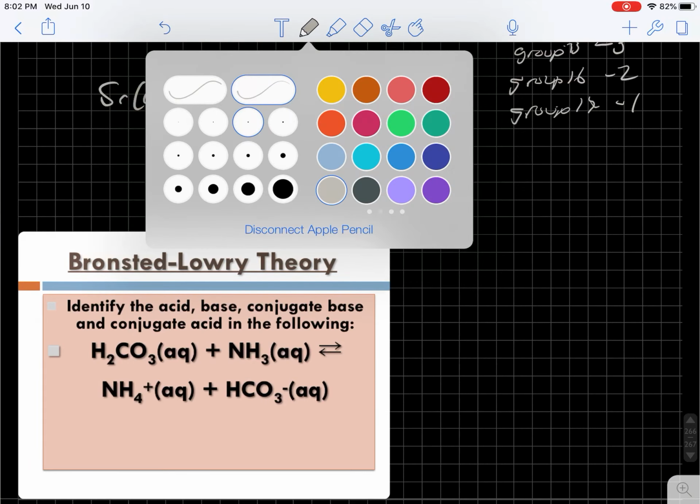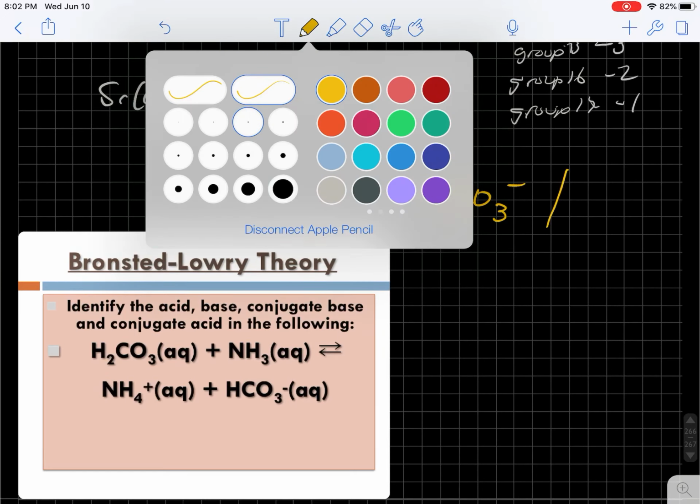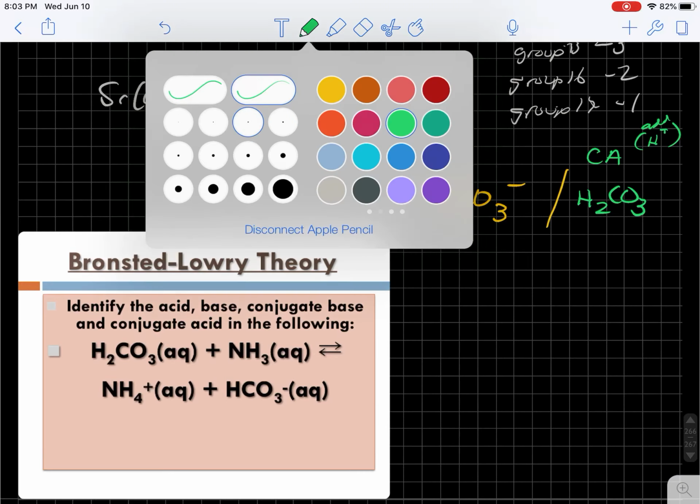They might say, all right, we have this particle. What is the conjugate acid of HCO3-? Well, the conjugate acid is the particle it becomes after adding an H+. So if we're going to make this a conjugate acid, then we're going to add H+ to it. So that becomes H2CO3.